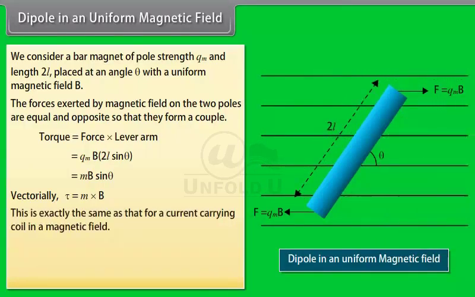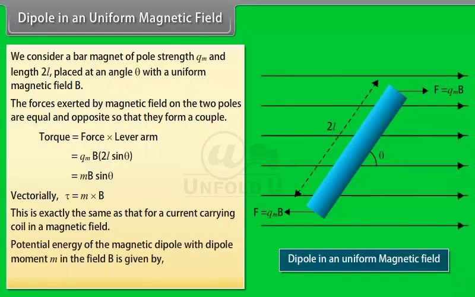This is exactly the same as that of a current carrying coil in a magnetic field. Potential energy of the magnetic dipole with dipole moment M in the field B is given by negative dot product of M and B.